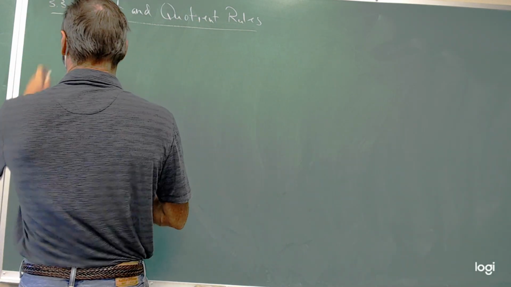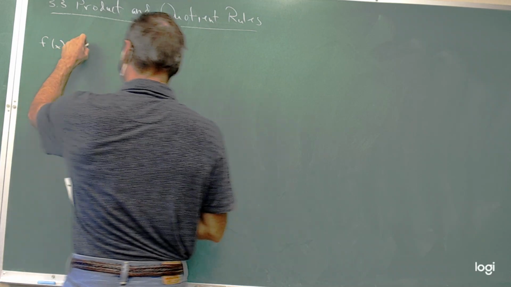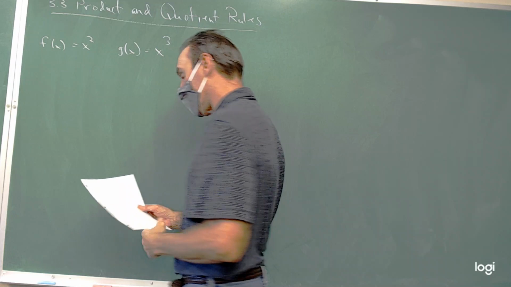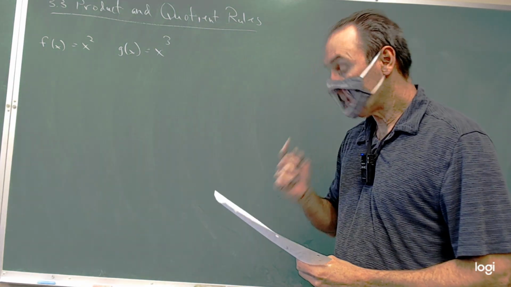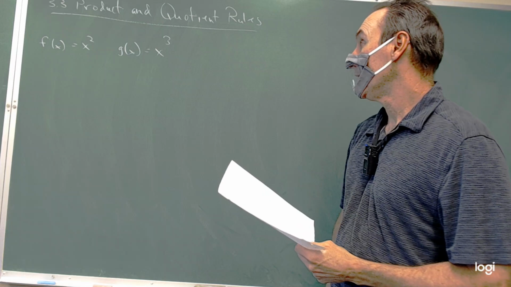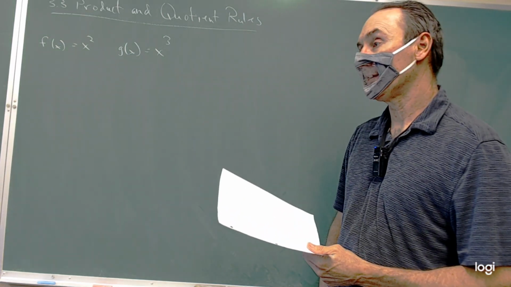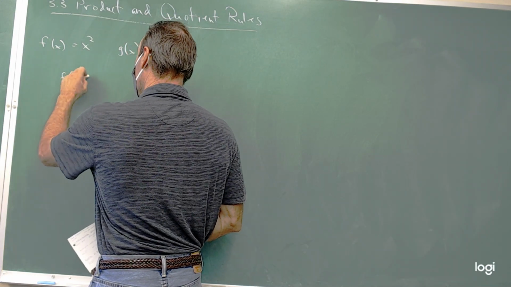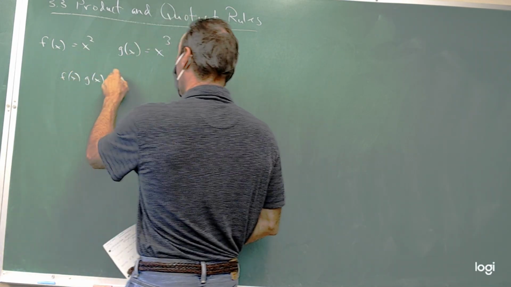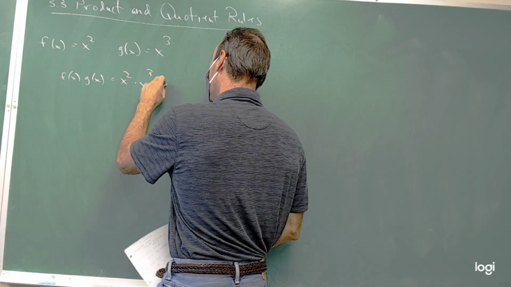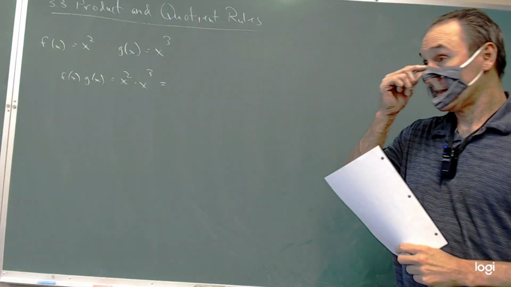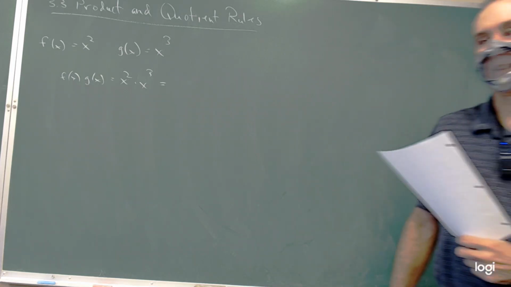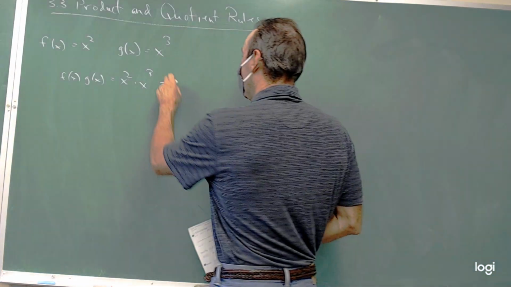So it may be surprising, but let me just convince you of what it is, or what it isn't, first of all. So if we say that f of x is x squared and g of x is x cubed, then if we look at the product of those two, f of x times g of x is going to be x squared times x to the third. And I always hesitate to ask this question because I'm afraid of what the answer might be. What is x squared times x to the third? X to the fifth, right?